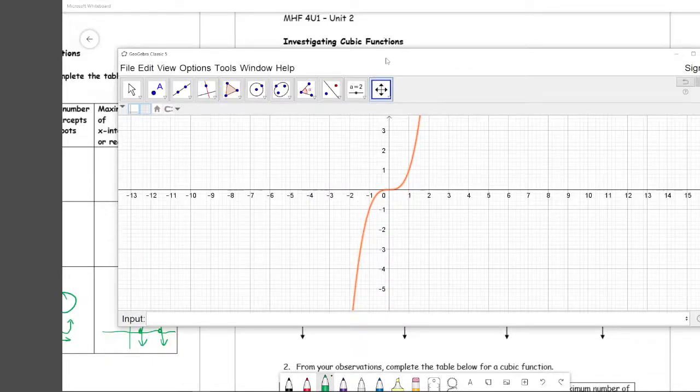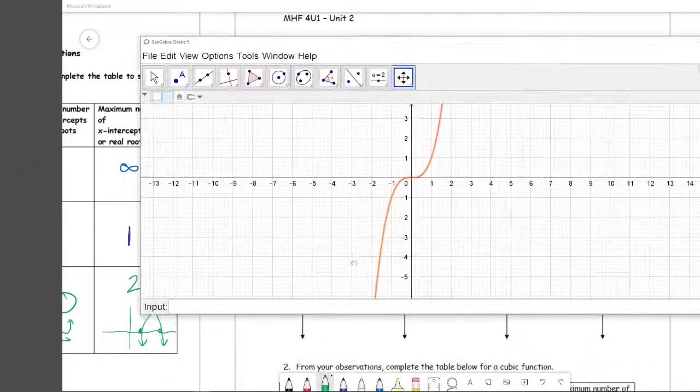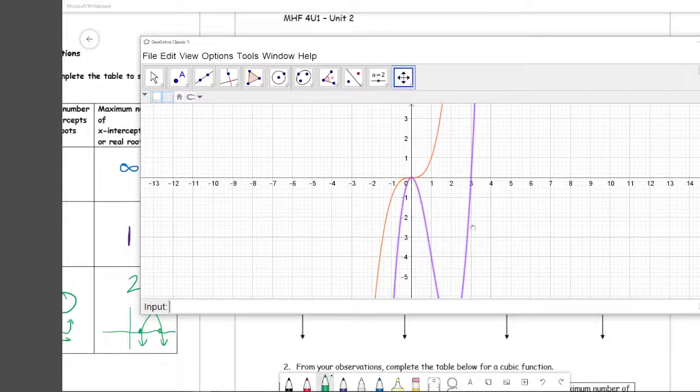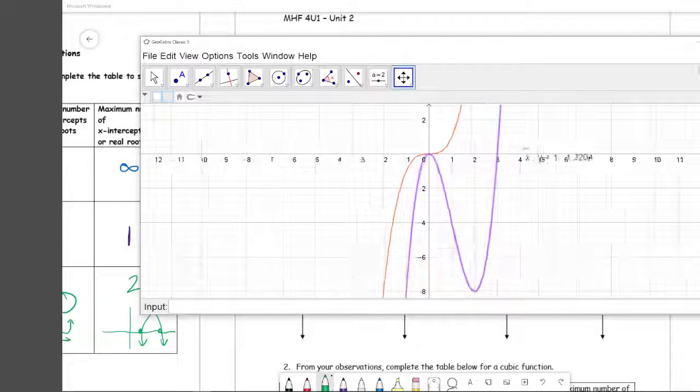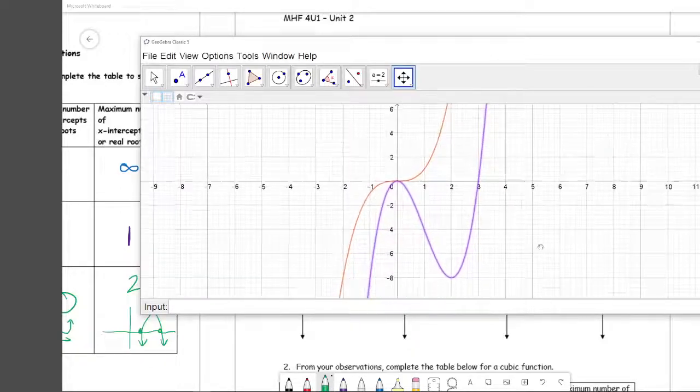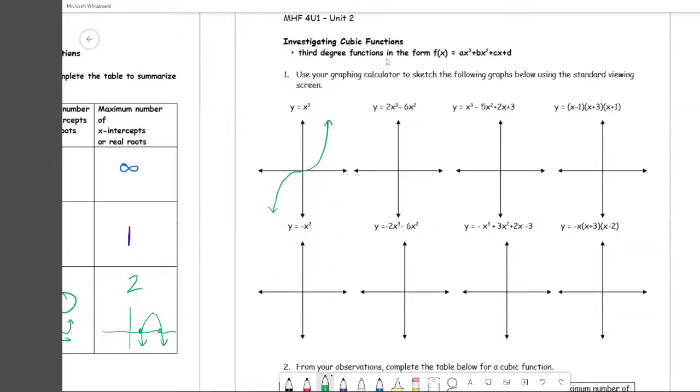Okay, next graph they wanted us to draw was 2x cubed take away 6x squared, so 2x cubed take away 6x squared. And that creates something like this, okay? So we want to have it bounce off of 0 and then pass through at 3, so something like that. That's also a cubic.